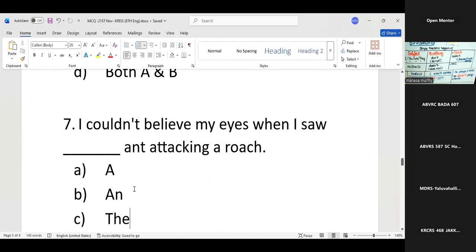I couldn't believe my eyes when I saw dash ant attacking a roach. When you are speaking about an event for the first time, also, you need to take note of the word that is being written, whether it is having a consonant sound or a vowel sound. Super. Uniformly, the answer told is an.